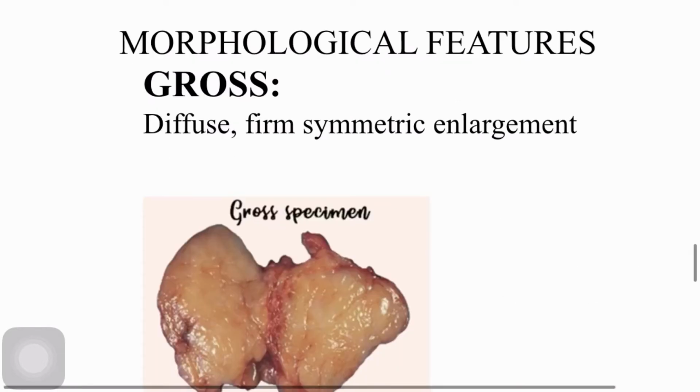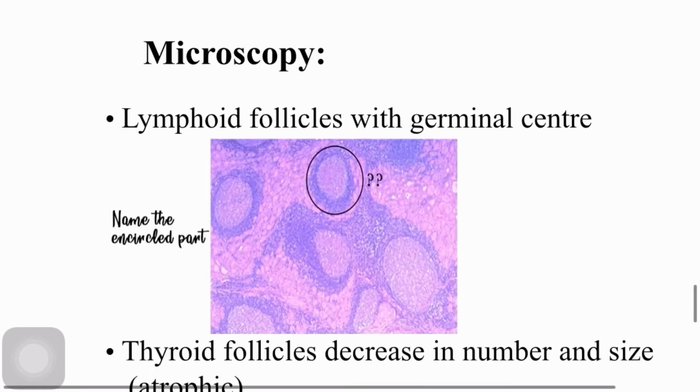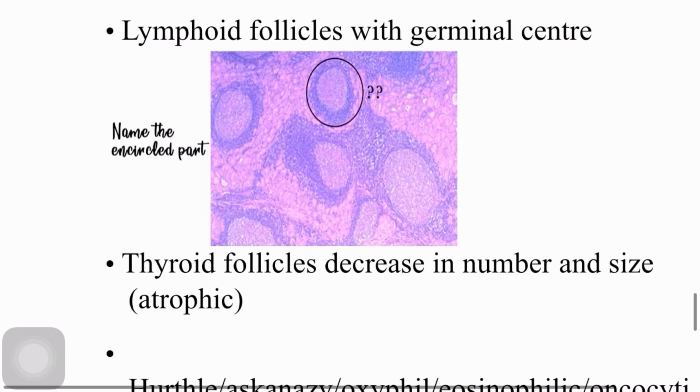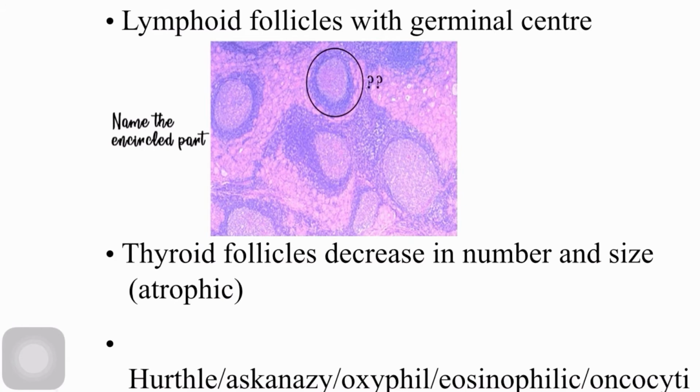Morphological features of this pathology. In the gross specimen, we can see that there is diffuse, firm, symmetric enlargement of the gland. In microscopy, the first important point is that it has lymphoid follicles with germinal centers. Clearly in this microscopic picture, you can see lymphoid follicles apart from the normal thyroid gland. We'll also see the normal thyroid gland under the microscope, and then maybe you can compare both of them together.